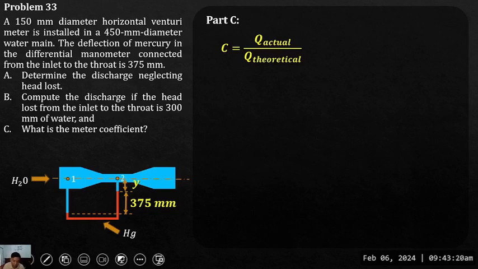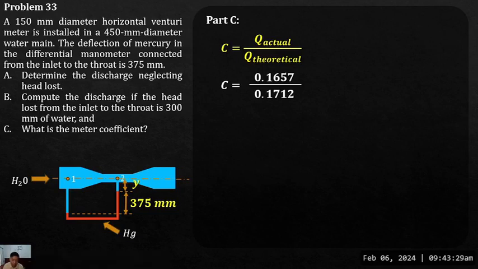Yung letter A, yun po yung theoretical, no? Yung merong head loss. So, that would be 0.1657 over yung Q theoretical natin, na-solve natin kanina. Sorry, yung Q actual, yun yung may head loss, letter B. Tapos yung theoretical, yun yung walang head loss. Or nag-neglect tayo ng head loss sa letter A. Let me clarify that. So, we'll get a new value of C, which is, sige, paki-type na mabilisan sa calculator. Ano po yung magiging coefficient of discharge natin?